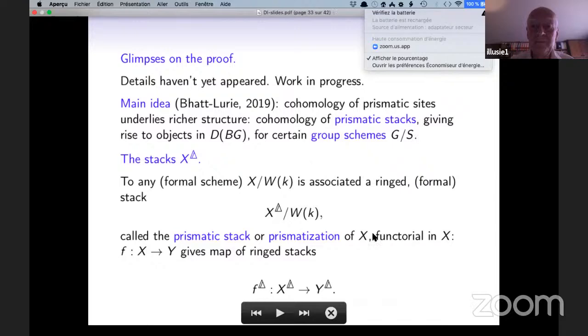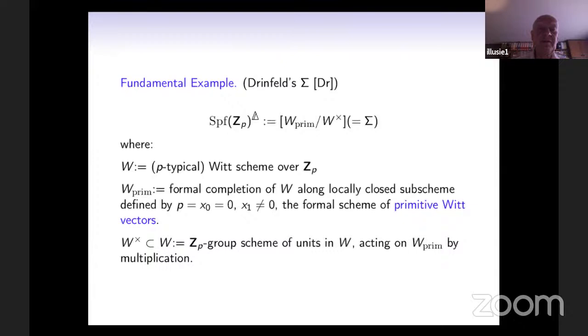Then the fundamental example is the one in Drinfeld's paper, prismatization, which is for Z_p. So this formal spectrum of Z_p is a quotient stack. You take the p-typical Witt scheme over Z_p, W. In it, you look at the formal completion along the locally closed subspace, which is defined by p = 0, and x_0 is 0, and x_1 is non-zero. So in fact, it corresponds to Witt vectors with coordinates, let's say a_0, a_1, a_2, etc. With a_0 nilpotent, and a_1 invertible.